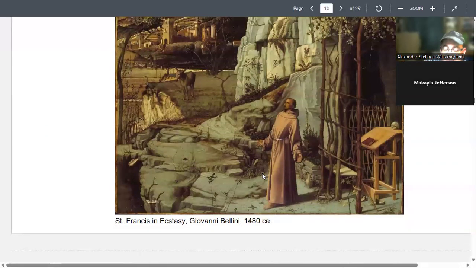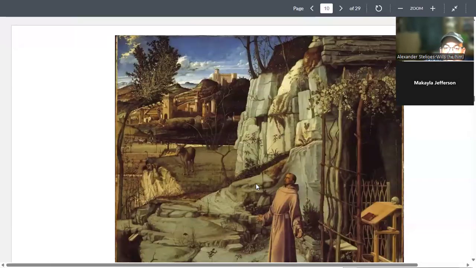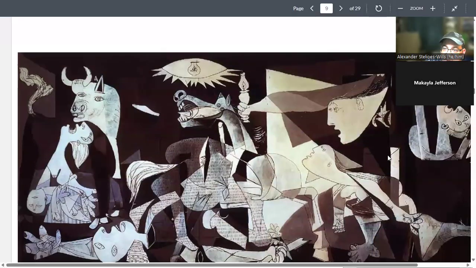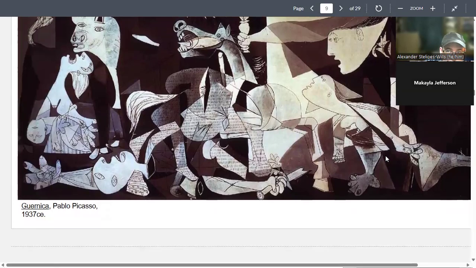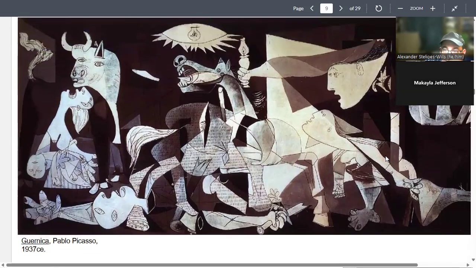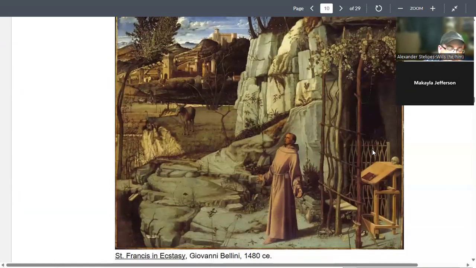All right. St. Francis in Ecstasy by Bellini, 1480. So one thing also we could say about Guernica in terms of time period is that it's a modernist painting. It's from the modernist period, right? And I would call it post-cubism, right? Because Picasso was a cubist earlier and went through various cubist stages, but here you can see the influence of that kind of cubist thinking, but it's going past that. It's in a new direction. So maybe post-cubism would be a good way to describe it.